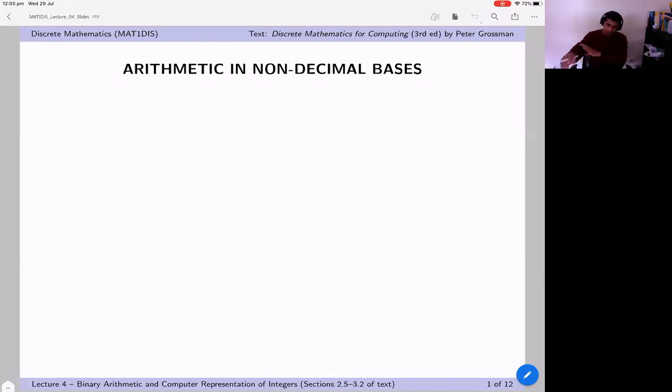Okay, all right, so let's start today's lecture. Today in lecture 4, we're going to do some arithmetic. Mostly we'll do binary arithmetic and computer representation of integers. That means how integers are stored in computers. And in the next lecture, we'll talk about storing real numbers in computers.